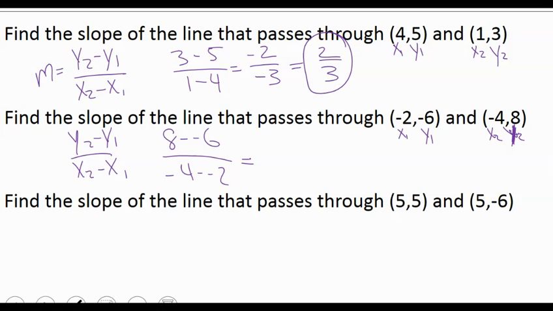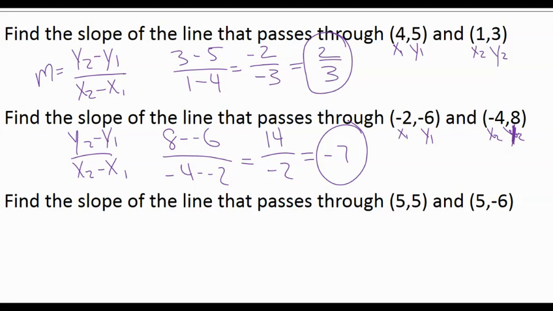So now I'm going to do this. 8 minus -6, that's just 14. On the bottom, -4 minus -2, that would be -4 plus 2, which would be -2. This simplifies to -7. And you don't need to give it as -7 over 1. If it simplifies to an integer, you can just leave it as -7 like that.